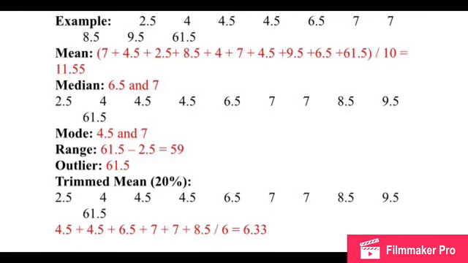Now, how do we find the outlier? The outlier is the number that just pops out and doesn't fit with the other numbers, which in this case is going to be 61.5. And now, how do we do trimmed mean? Trimmed mean is getting the first two numbers and the last two numbers and adding them together and dividing by 6 because you have 6 numbers. And your answer will be 6.32.